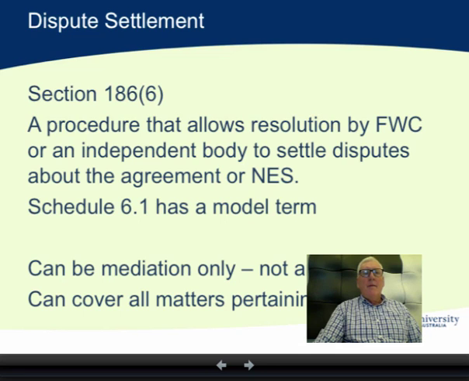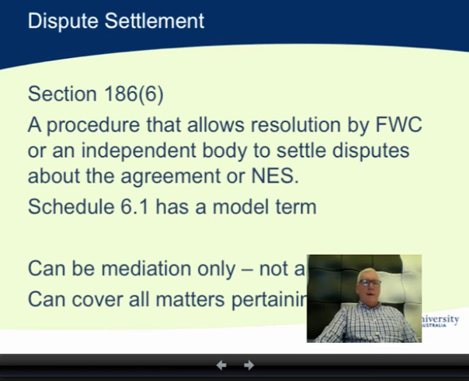Dispute settlement, not much new there. You would expect that it would call for some form of procedure that allows resolution by the Fair Work Commission. But note in section 186(6) that what's also allowed is a procedure that allows resolution by an independent body. So it can't be the union, it can't be an employer organisation, but some independent body could be called in to settle disputes about the agreement or about the application of the National Employment Standards.